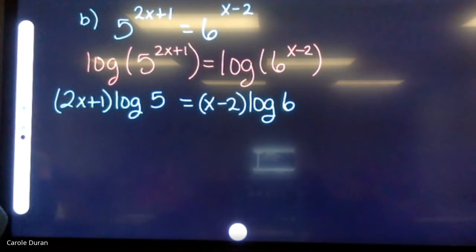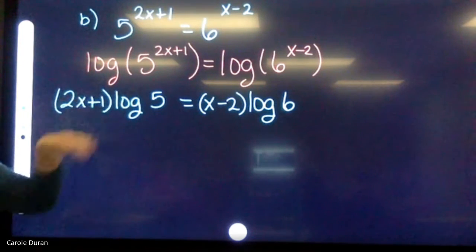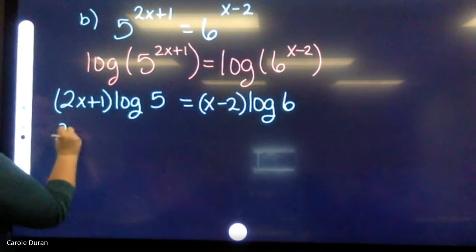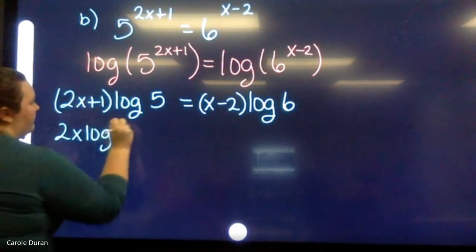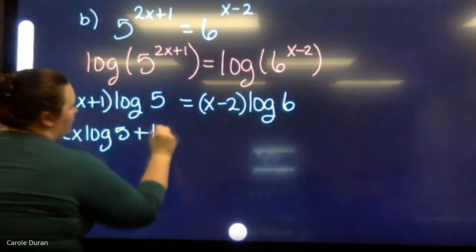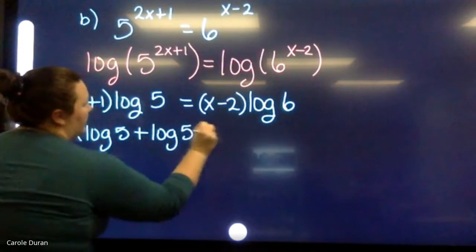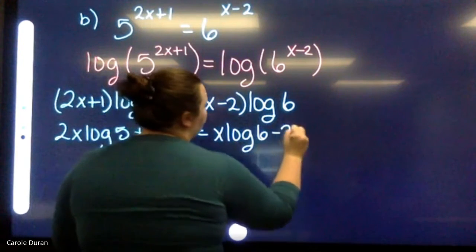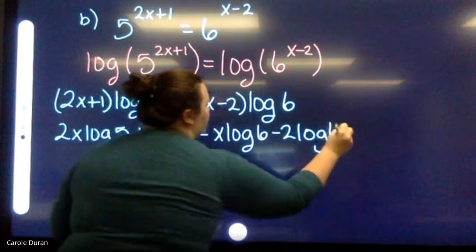Because I right now have x's on both sides of my equal sign. So I need to not have x's on both sides of my equal sign. So I'm going to distribute the log into both items inside each of my parentheses. So when I do, I get 2x log of 5 plus 1 log of 5 equals x log of 6 minus 2 log of 6.